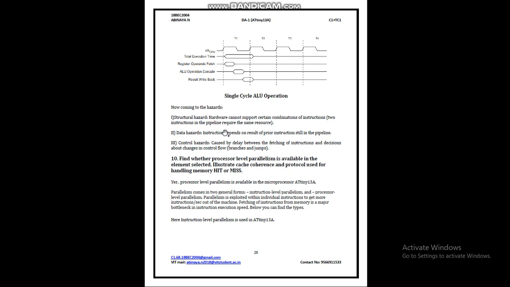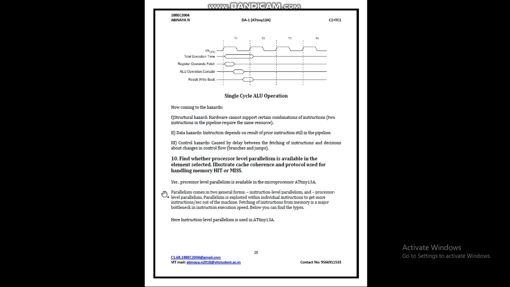In the 10th question, which is the final one, they have asked to find whether processor level parallelism is available in the element that I've selected, and to illustrate the cache coherence and protocol used for handling memory, that is hit or miss. So yes, the processor level parallelism is available in the microprocessor that I have chosen.